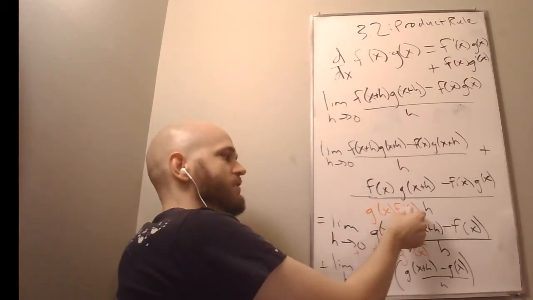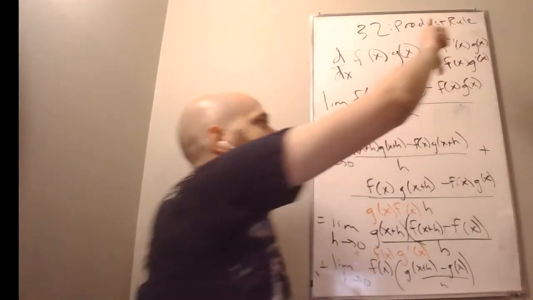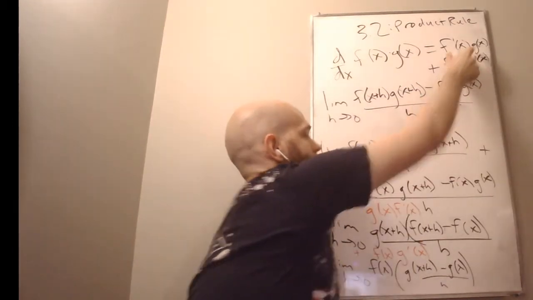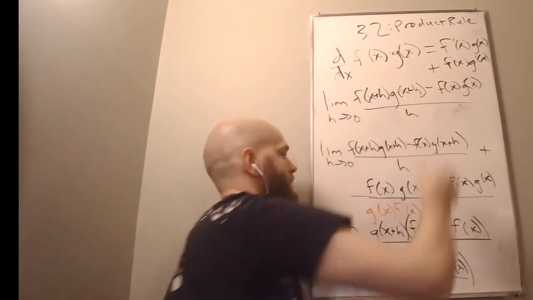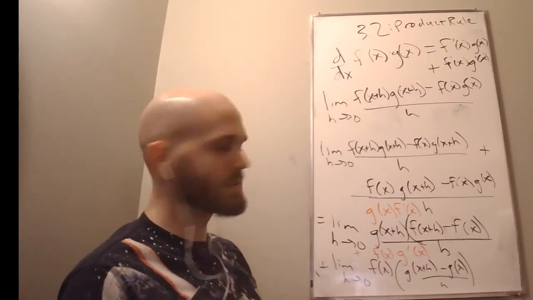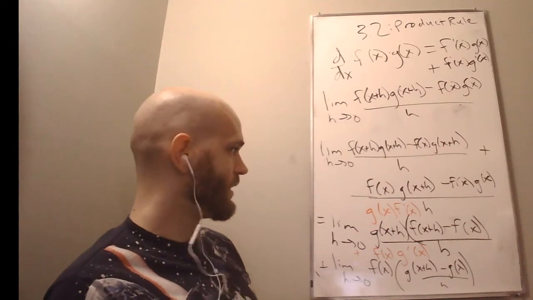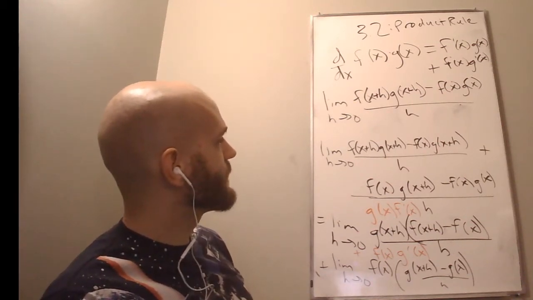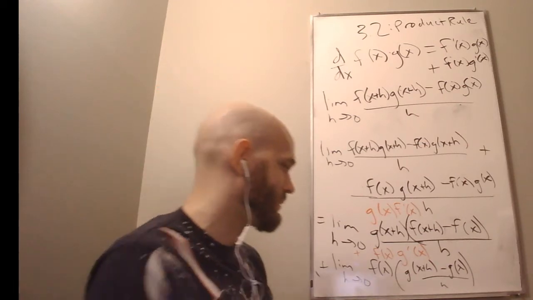I wrote g of x f prime instead of f prime g, but 2 times 3 and 3 times 2 are the same. These two things are the same, and then these two things are the same. So this is how we would prove the product rule. This is actually a really nice, short, clean proof. The only thing that's a little bit mysterious here is how we come up with that idea of adding and subtracting something.